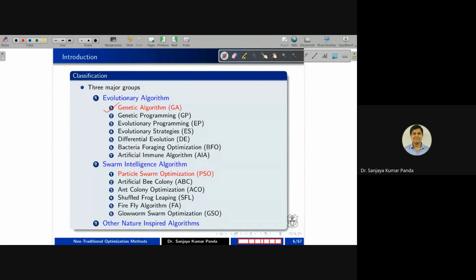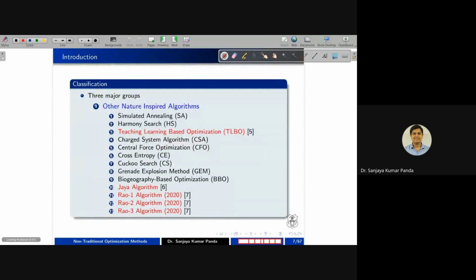And coming to swarm intelligence algorithm, particle swarm optimization is a very popular algorithm nowadays. If you have a bi-objective function, bi-objective meaning you want to achieve two different objectives at the same time, then you can go for particle swarm optimization. Similarly, artificial bee colony optimization, ant colony optimization, shuffled frog leaping algorithm, firefly algorithm, glowworm swarm optimization. These come under the swarm intelligence algorithm. And as a part of the course, we are going to cover particle swarm optimization, ant colony optimization algorithm as well as firefly algorithm.